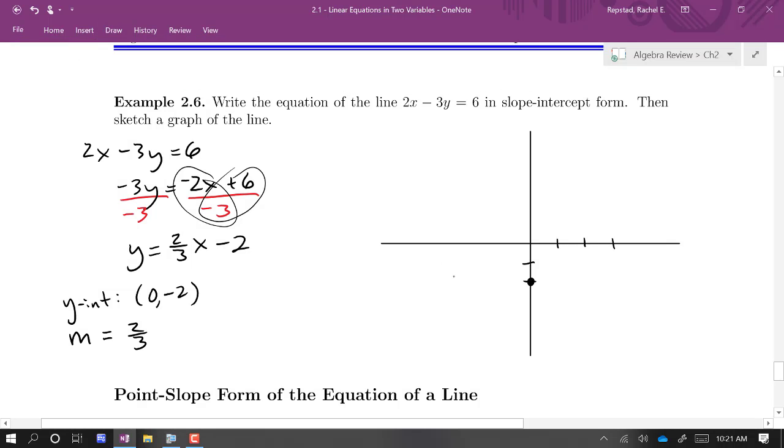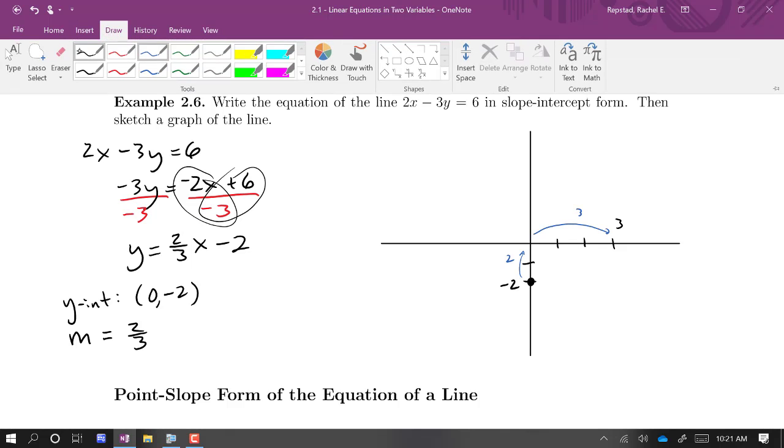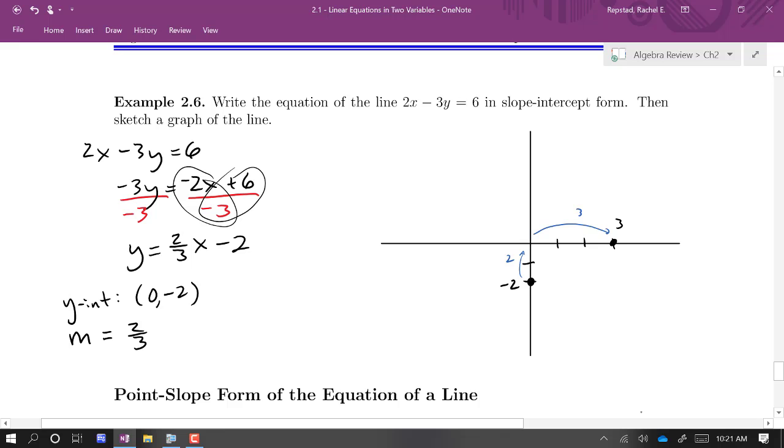So there's negative 2. I'm going to go up 2 and over 3. And that'll get me my other point, which, as it turns out, that gets us the x-intercept, is at (3, 0). So there's a graph of the line 2x minus 3y equals 6.